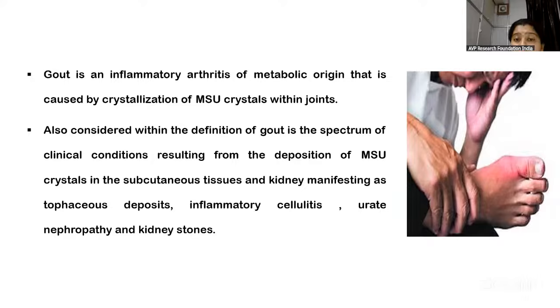In gout, what happens is that there is accumulation of MSU crystals within the joints. So it can be considered as a disease which is purely of metabolic origin. And what happens with this accumulation of MSU crystals is that it leads to a series of inflammatory reactions in our body. Moreover, it also affects some of our other organs like kidneys, resulting in kidney stones.